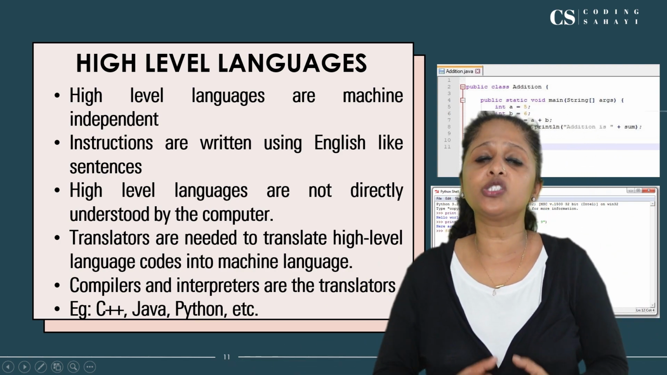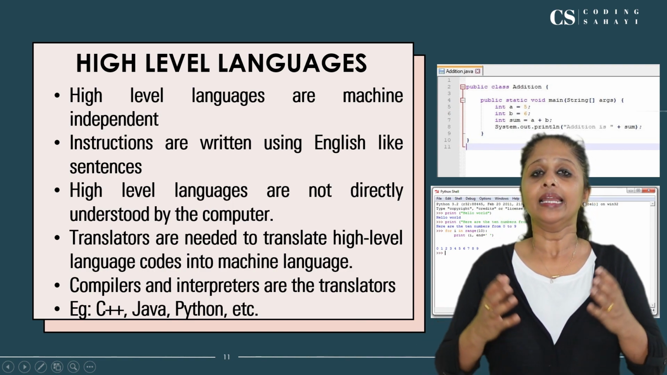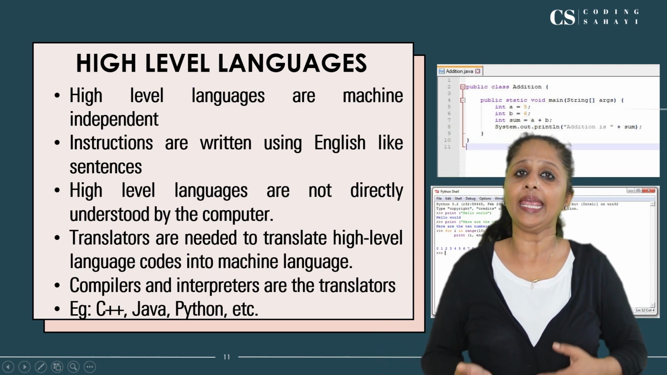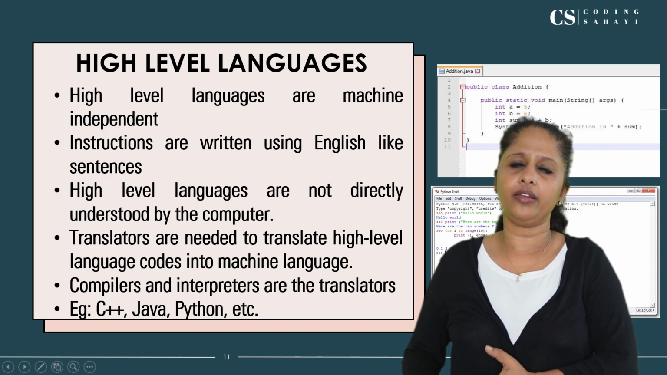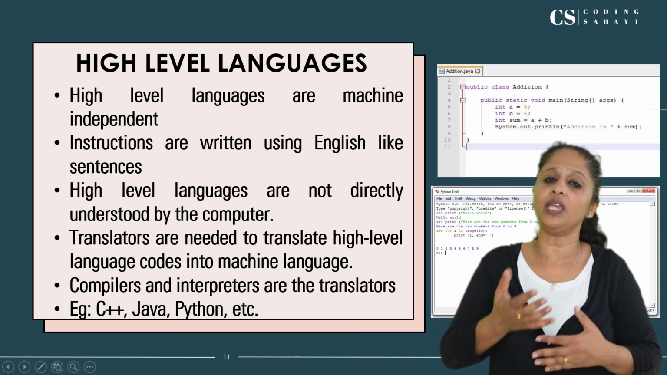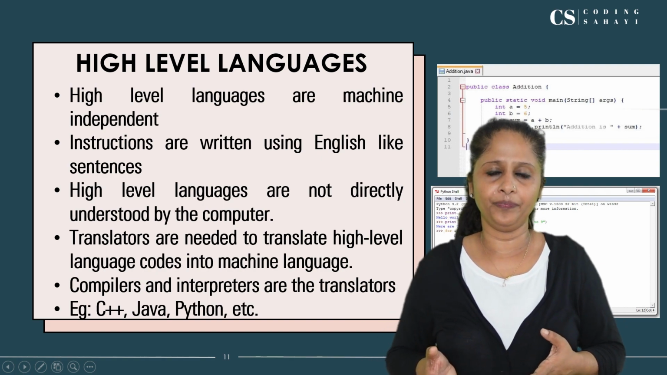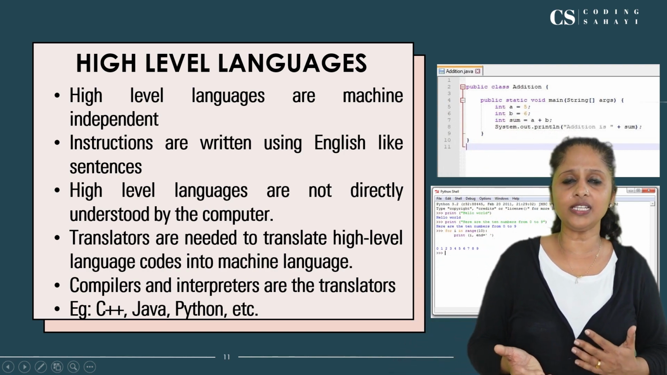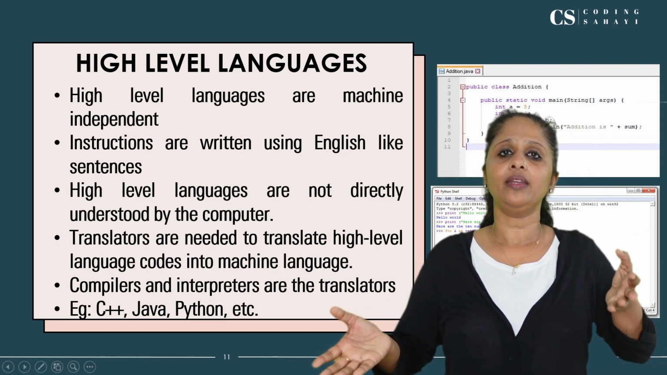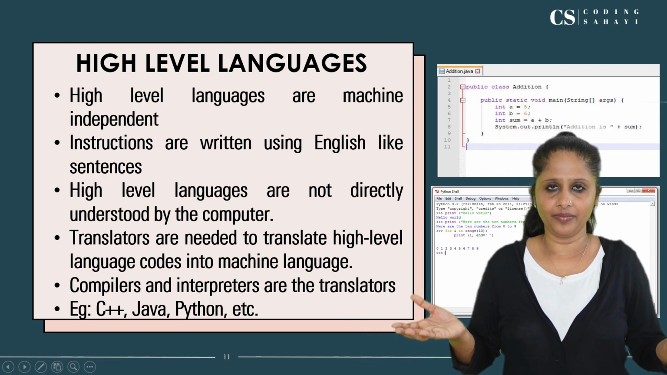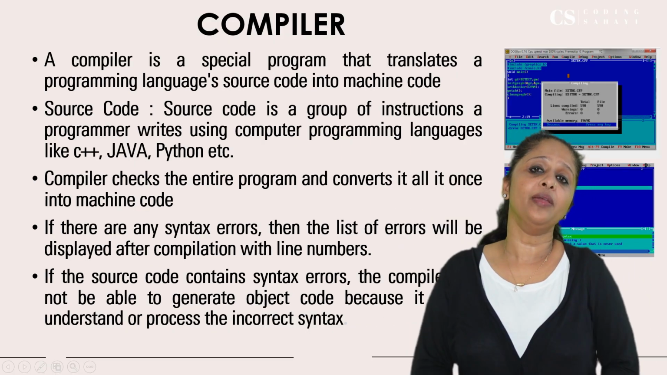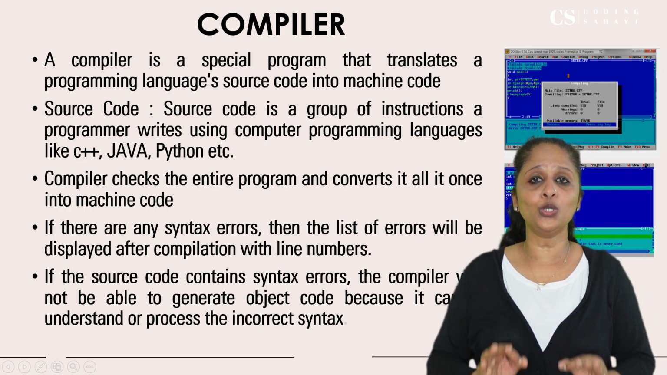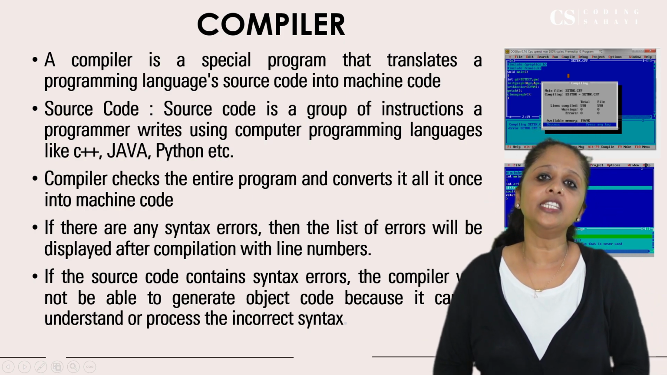You are all familiar with many high-level programming languages like C++, Java, Python, etc. All these programming languages use either a compiler or an interpreter, or some of them use both a compiler and an interpreter. We should know what a compiler and an interpreter are, how they work, and what the difference between a compiler and an interpreter is. So the next very important topic is the compiler. All programmers must know what a compiler and an interpreter are.